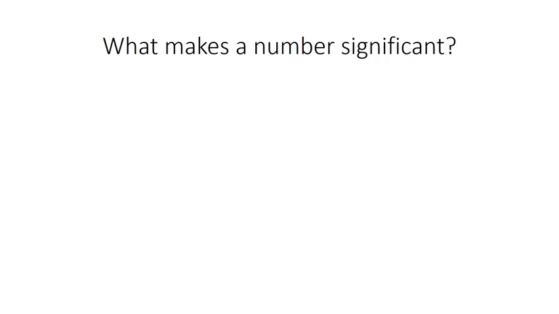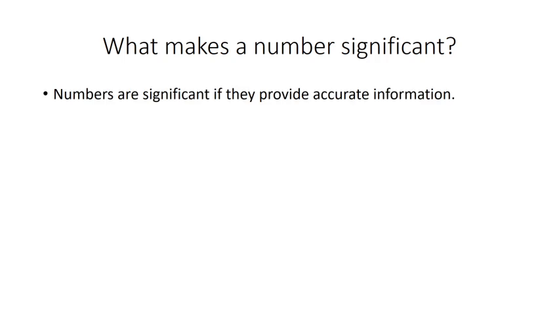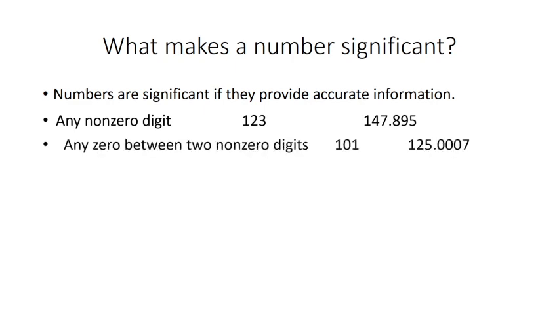But now we're going to get to significant figures. There are some rules as to what makes a number significant in the first place. Numbers are significant if they provide accurate information. So that means any non-zero digit is a significant figure. Anything that is not a zero is significant. Easy enough, right? Now, that was the one rule for things that are not zeros. There are about 7 rules for zeros.